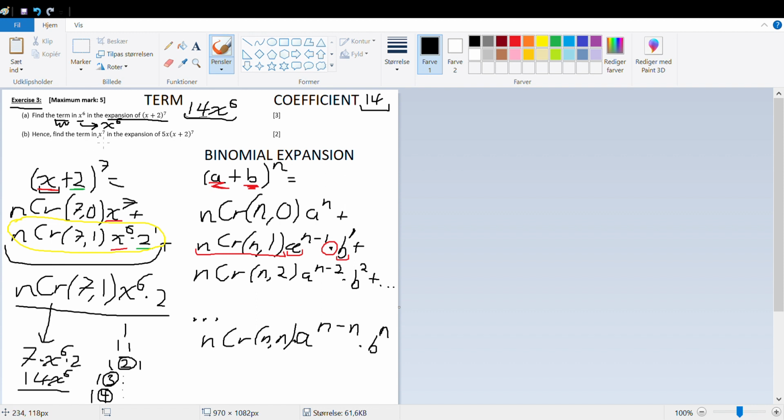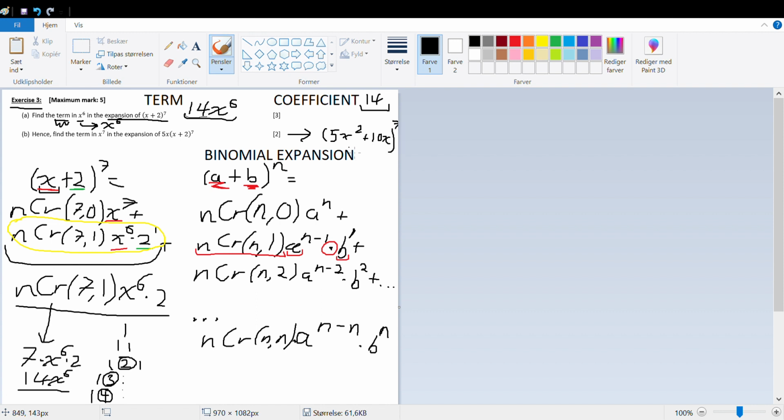Hence, find the term in x to the 7th in the expansion of 5x times x plus 2 to the 7th. Oh, how interesting. So here, what we actually have is we would have to do our whole expansion, and then we'd have to times 5x with it. Something that I saw a lot of people try, but that doesn't work, is saying, well, this is the same as if we had just said 5x squared plus 10x. And while I can sort of understand where this comes from, it doesn't work.